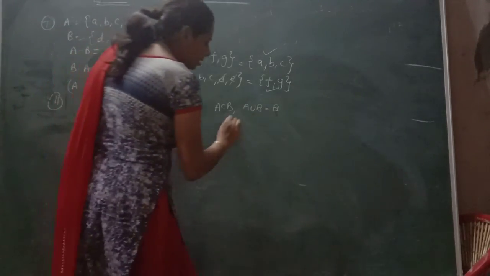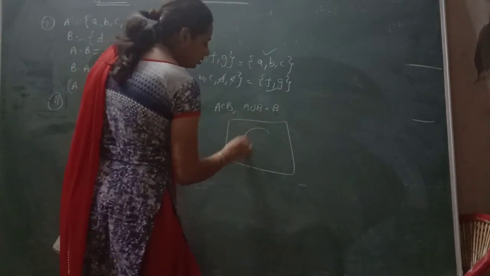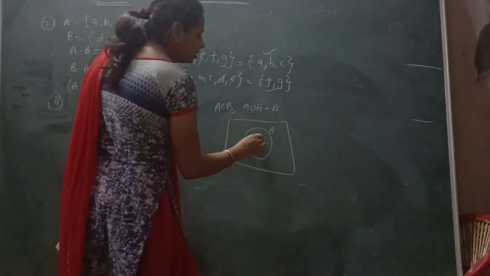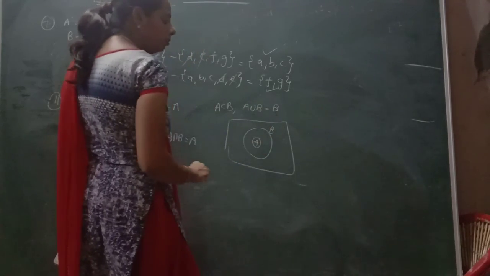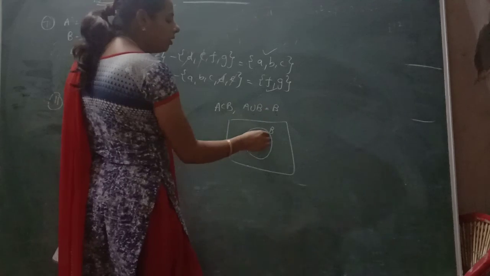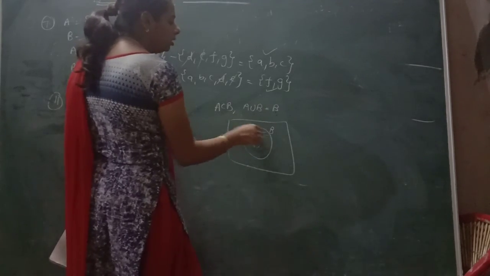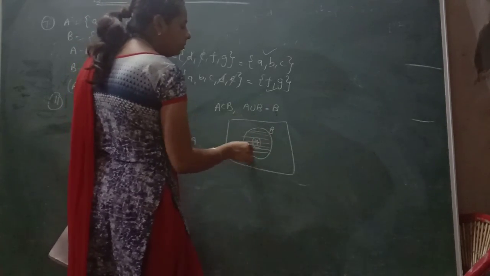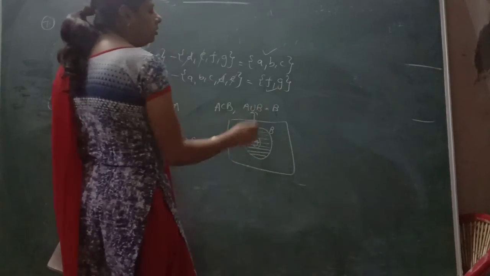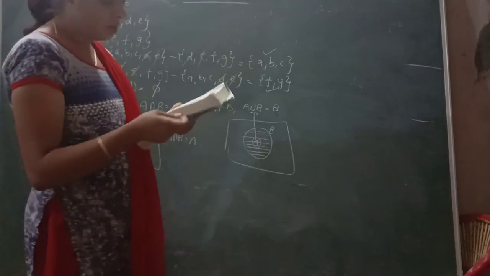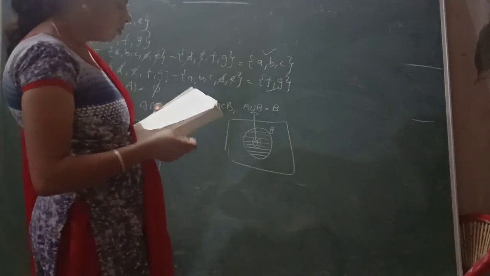Okay. If A is contained in B, this is B, this is A. If A is contained in B properly, then for A union B, you have to take A as well as B. You have to take both. So this will be the representation of A union B, that is also equal to B. Come to the last one, you have to try by yourself.